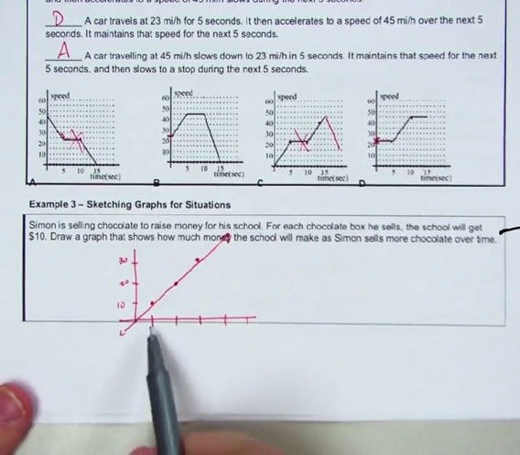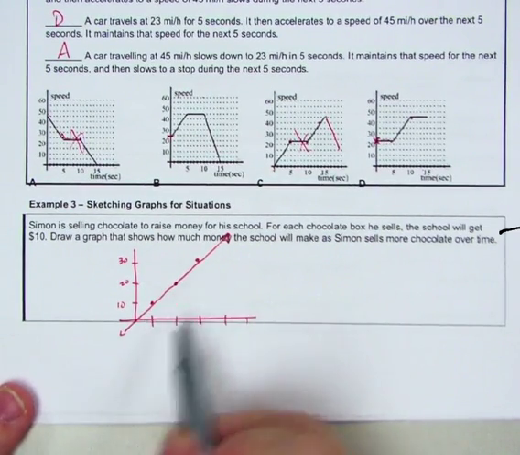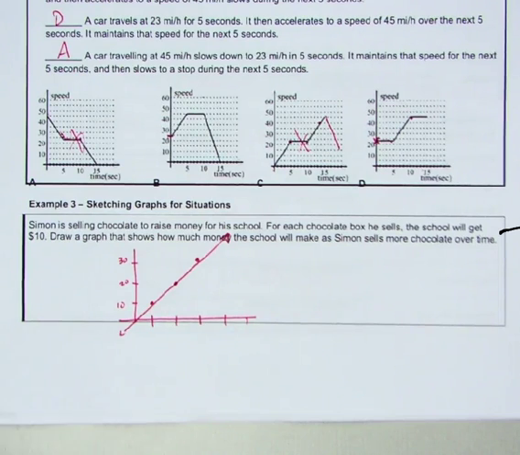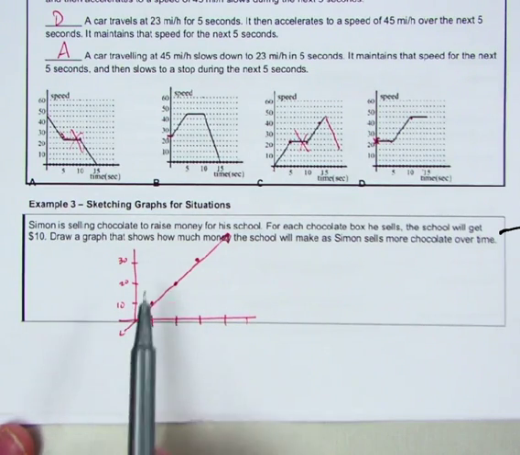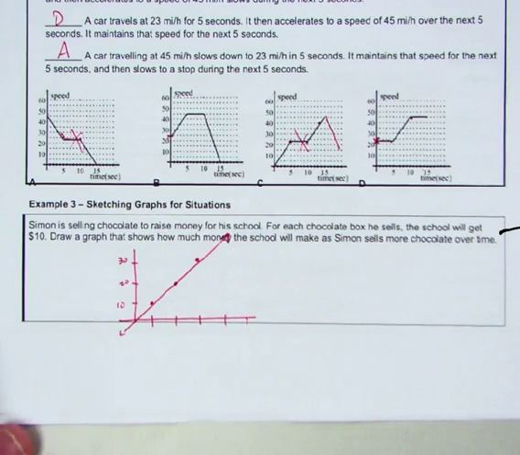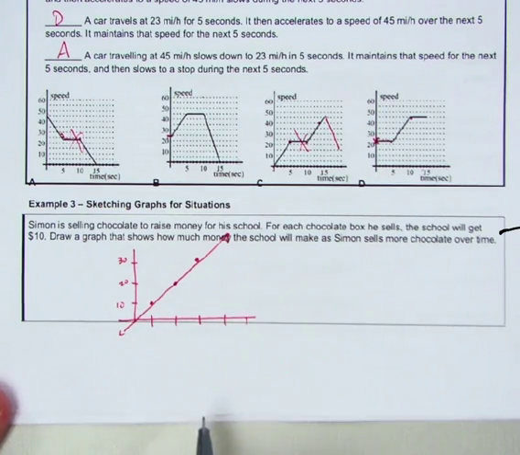Okay, it's going to be linear. For every box he makes another $10. All right, so that's just how you would think about the graph. These don't have to be exact. You're more looking at the shape, okay? This would be a linear graph. So that's what you're kind of looking at. We're going to get into graphing specific things a little bit later.